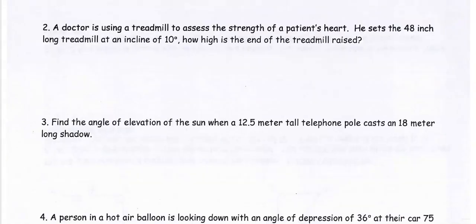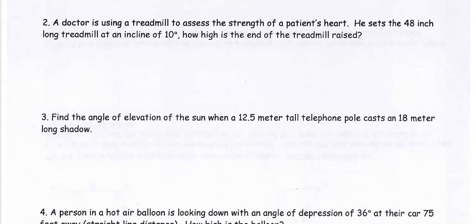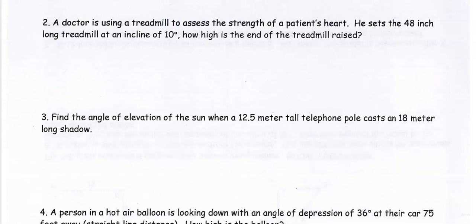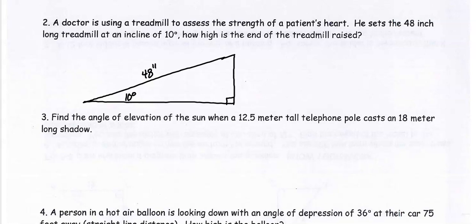Next problem. Number 2, a doctor is using a treadmill to assess the strength of a patient's heart. He sets the 48-inch long treadmill at an incline of 10 degrees. So this would be flat. He's going to set the treadmill at 10 degrees, and it's 48 inches long. And we need to make it 90, and we need to find how high is the end. So we need to find h.